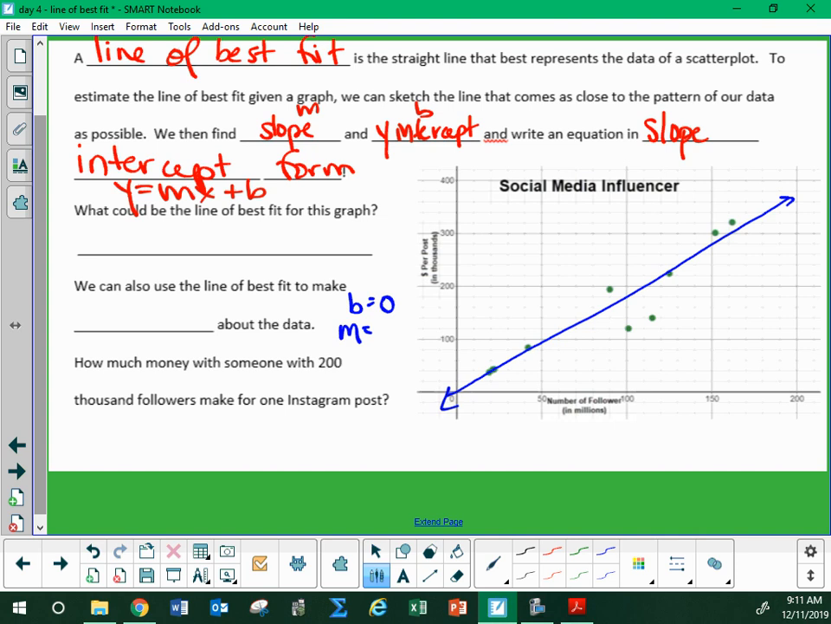Okay, so we can approximate our slope here. Now, again, your graph might be a little different than mine, but I want you to go ahead and approximate your slope. So remember, we're just counting rise over run.